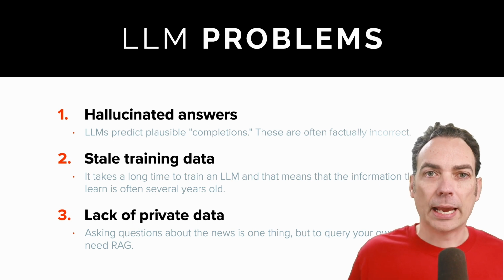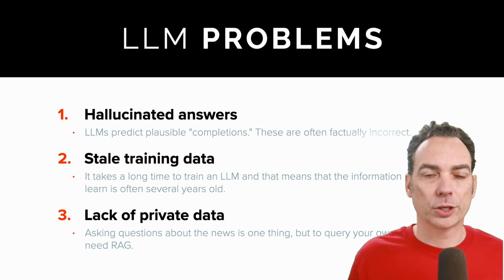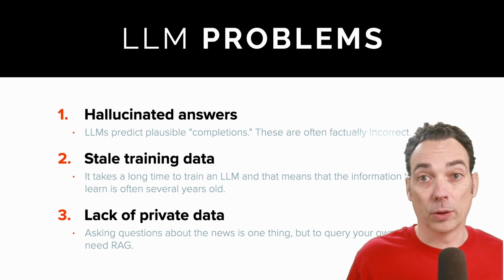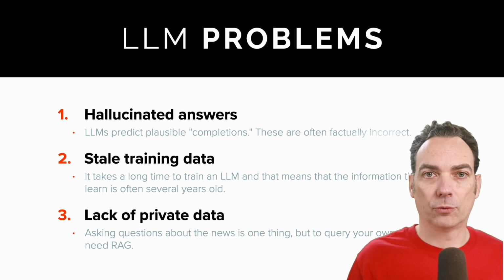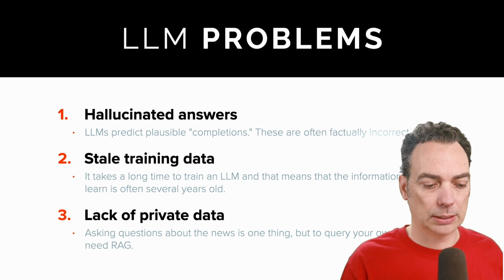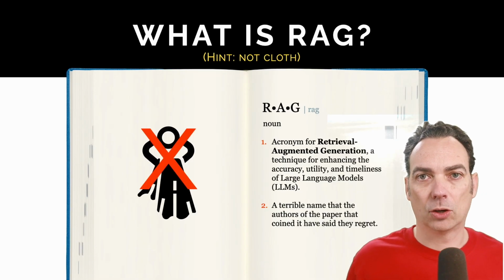And then finally, they can't work on private data. So of course they can't. OpenAI doesn't have access to your personal notes and calendar, or they shouldn't. And so therefore, OpenAI's models can't answer questions on those things. And so to fix all that, we have this thing called RAG.